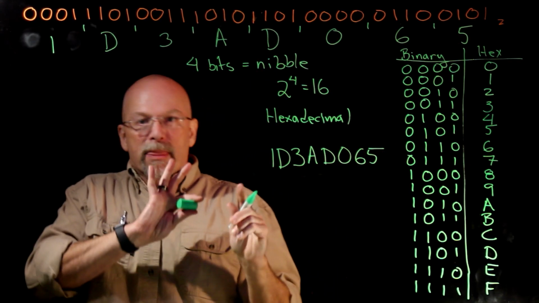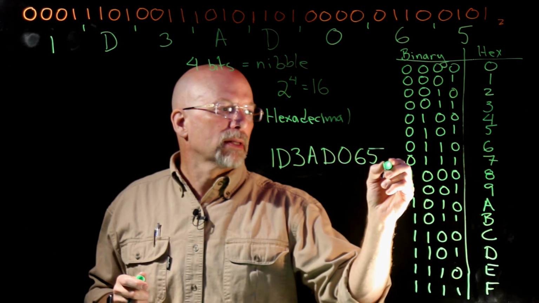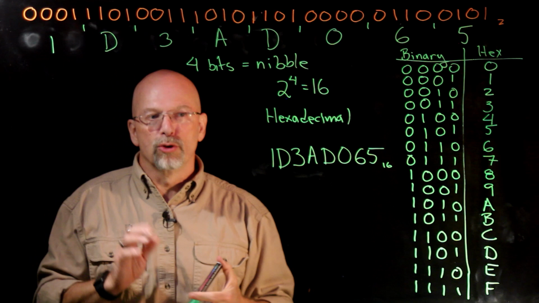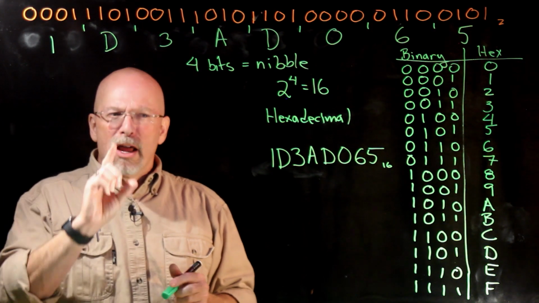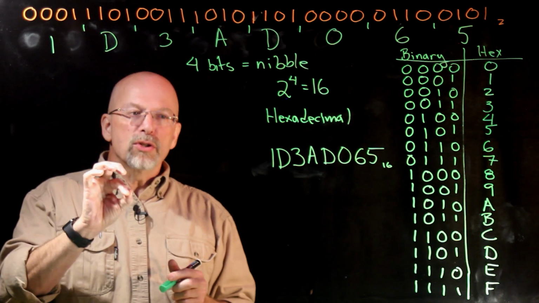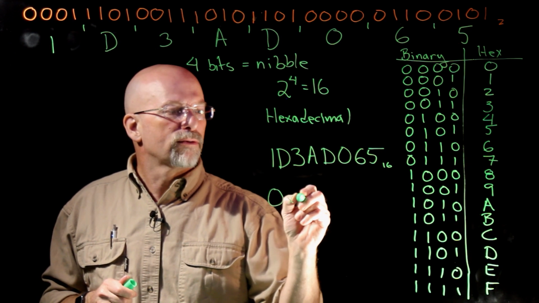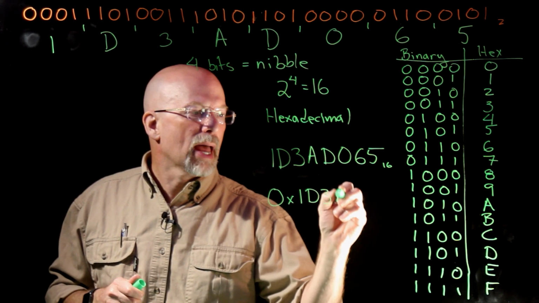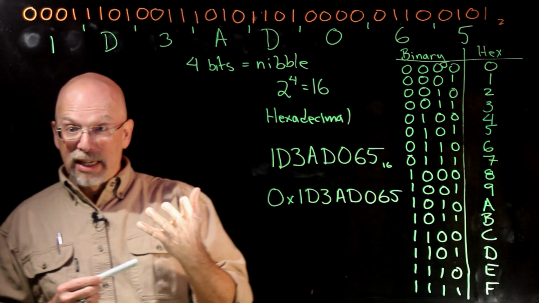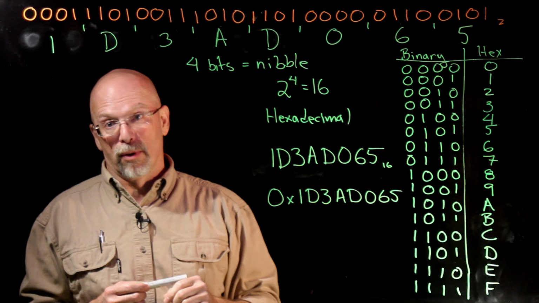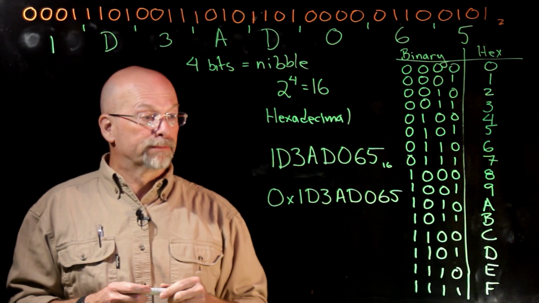Now, doing this in the notation on paper that we're using, typically I'll just put a little subscript 16 there to represent that it is a hexadecimal value. But most of our coding uses a special representation. What they do is they put a 0x in front of 1D3AD065 in order to indicate that this is a hexadecimal number, not an integer number, not a variable name. It is a hexadecimal number.